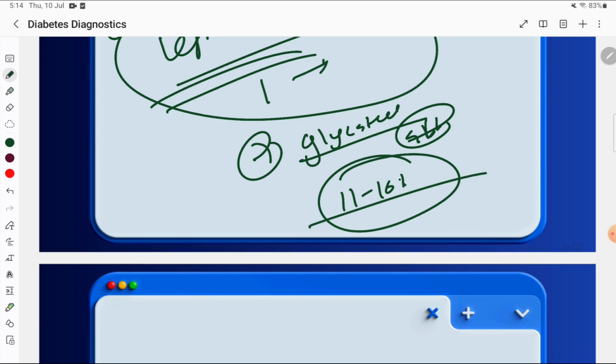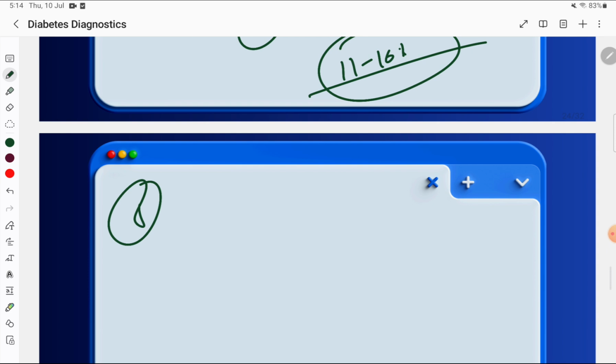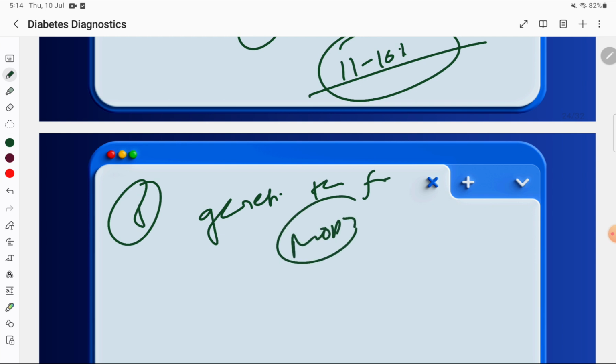Then we have the next rare test, genetic testing for MODY. Now, what is MODY? Maturity onset diabetes of the young, right? So, when do you suspect MODY? Diabetes onset in less than 25 years, strong family history, and non obese, insulin independent for years. Insulin independent for years, I beg your pardon.